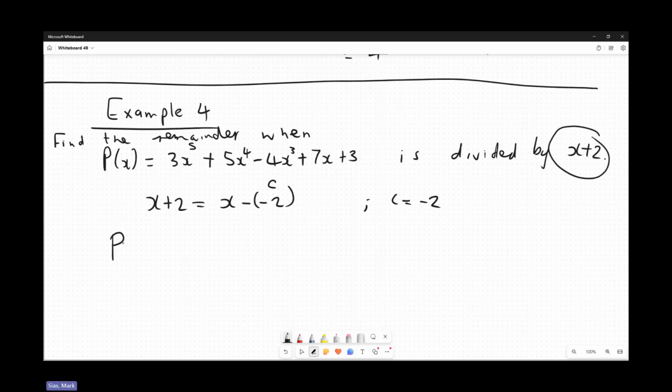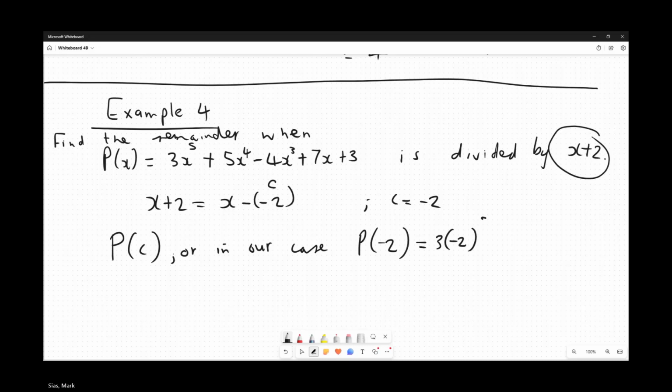So we must find p of c for the remainder, or in our case, find p of -2. Guys, can you quickly calculate p of -2 there, and then we do the long division quickly. So I want you to find this, and then we'll confirm with long division, okay? The answer is 5. Is it okay? We'll double check your work, no? Okay.